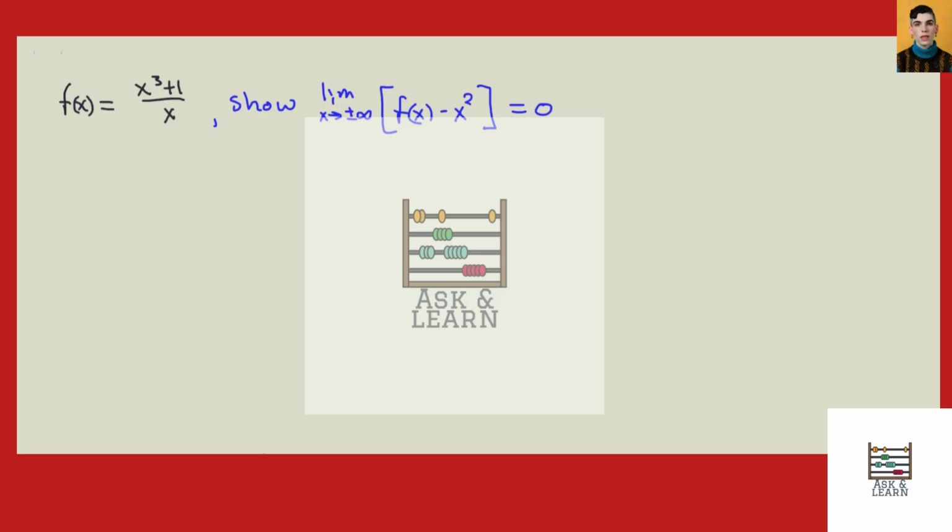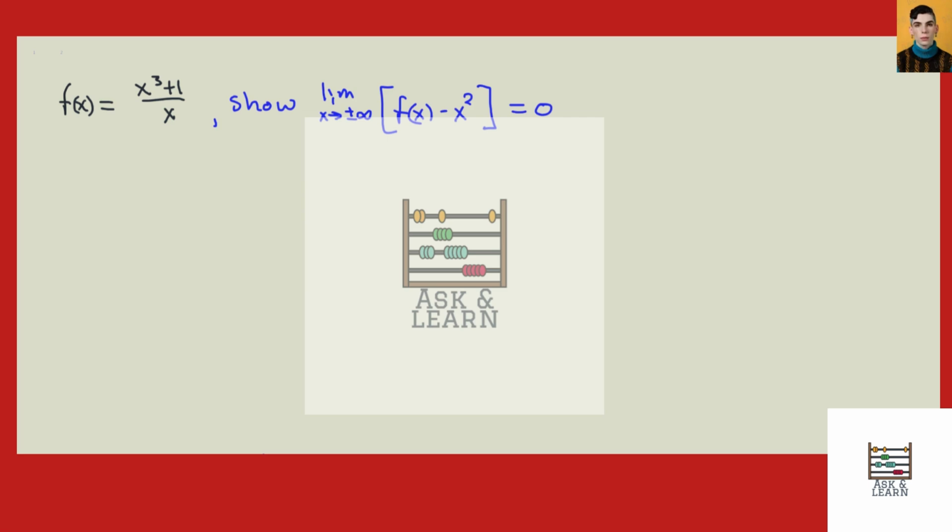In this problem, we want to show that given f of x is equal to x cubed plus 1 over x, that first, the limit as x approaches plus or minus infinity of f of x minus x squared is equal to 0. And what this will show us is that on either side of our graph, it's going to approach the same shape as x squared. And then we're going to use this fact to help us graph our function f of x.